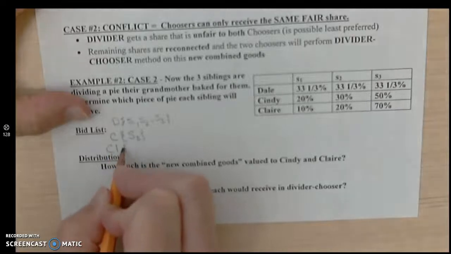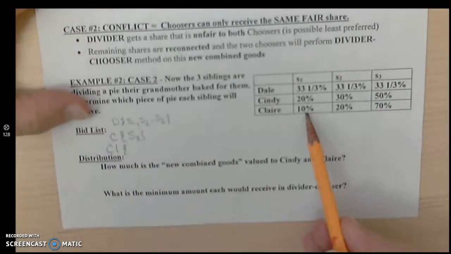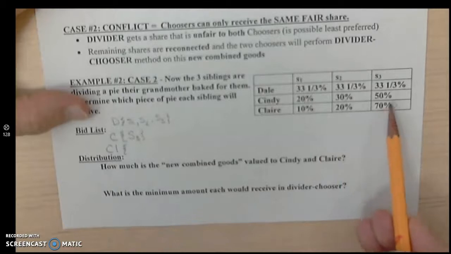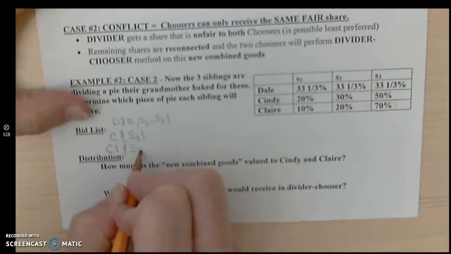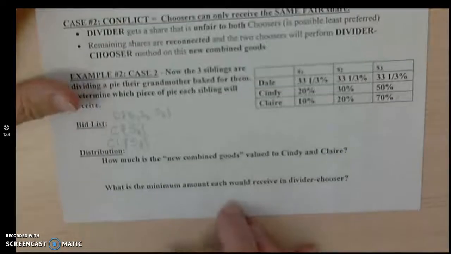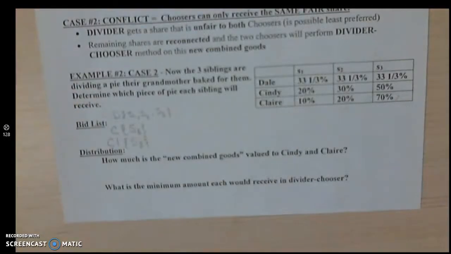And then Claire, same thing. Claire, the only one that she deemed fair was also that third piece of the pie. All right. So what are we going to do there? Well, so what we're going to do in this case is we're actually going to almost create a divider chooser scenario.